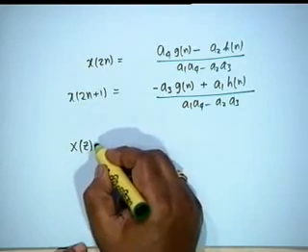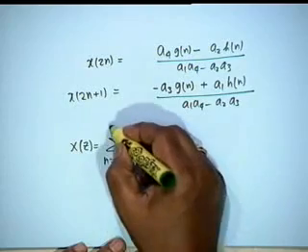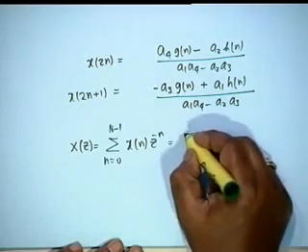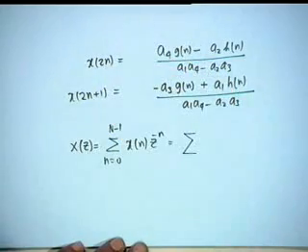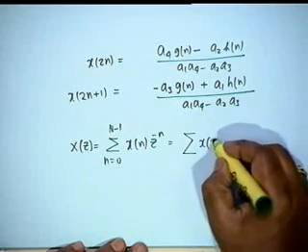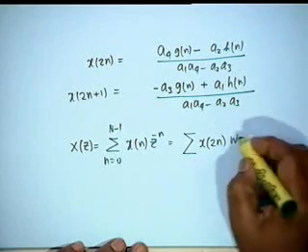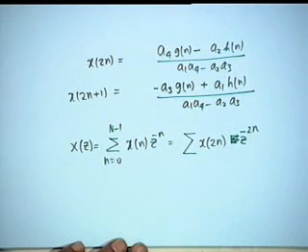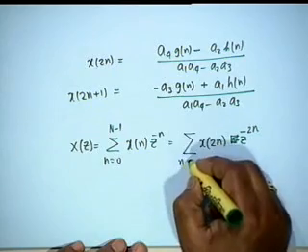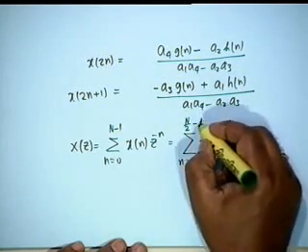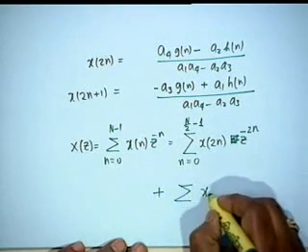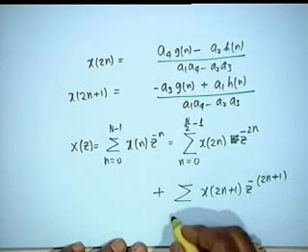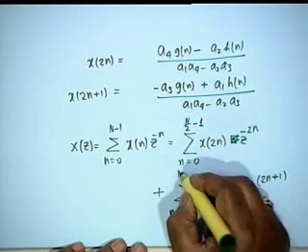Therefore, X of Z is equal to the summation, n equal to 0 to N minus 1, of x of n z to the minus n, which I can write, since I have derived two sequences, even numbered and odd numbered, separately: the summation of x of 2n z to the minus 2n, where n goes from 0 to N by 2 minus 1, plus the summation of x of 2n plus 1 z to the minus (2n plus 1), n equal to 0 to N by 2 minus 1.